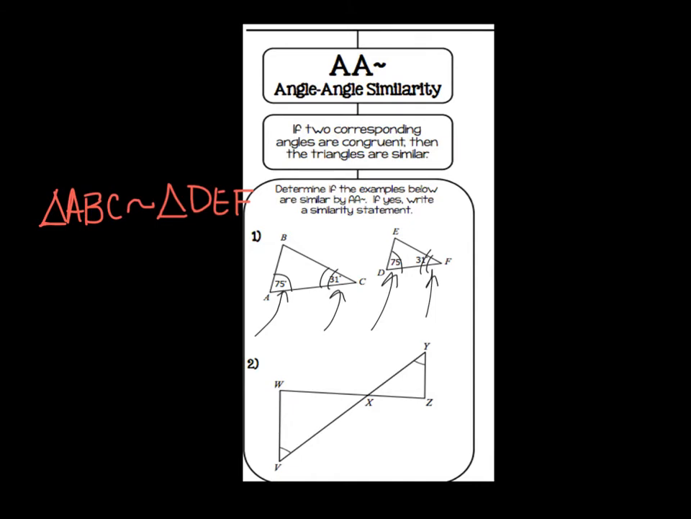Hopefully, you were able to determine that these angles here are vertical angles. Therefore, the triangles are similar based on the postulate AA. And go ahead and write a similarity statement. So here we go. Triangle VWX is similar to triangle YZX. And I made sure that I stayed within the proper order.